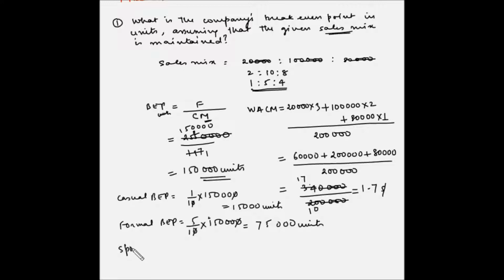And for sports shoes, the break-even point is 4 divided by 10 multiplied by 150,000. 15 fours are 60, and then 3 zeros. So 60,000 units. Now let's move to the second question.